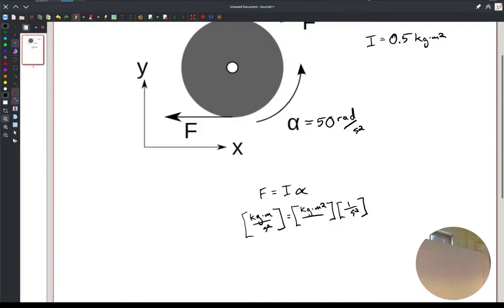Now I is kilogram meter squared. And then alpha is 1 over seconds squared. So we're missing a meter in there. Somehow we have F equals I alpha, but no, we have a meter on one side and a meter squared on the other. So we're missing something in this definition. But we are definitely on the right track, and that's a good start.